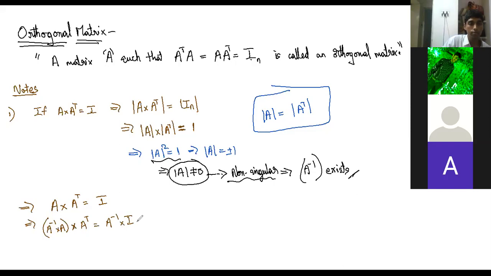What does this mean? That means you call a matrix an orthogonal matrix when its inverse is same as its transpose. If the transpose of a matrix is same as the inverse of that matrix, then we say that that matrix is an orthogonal matrix. Okay, note this down.